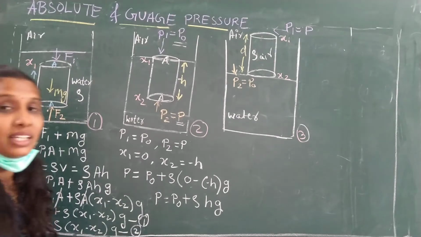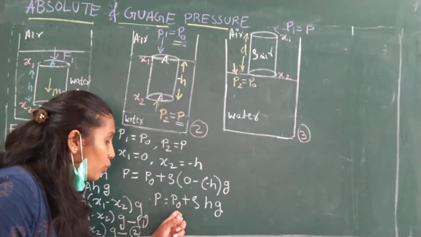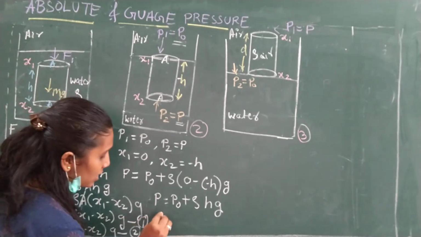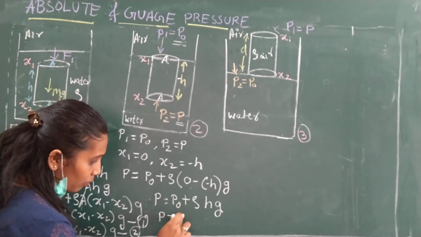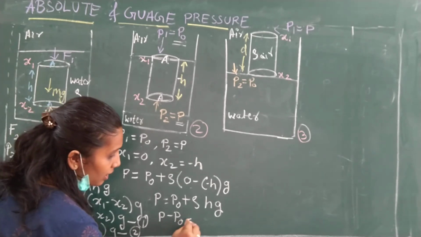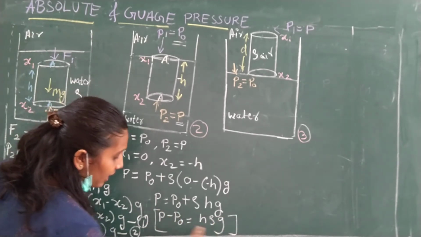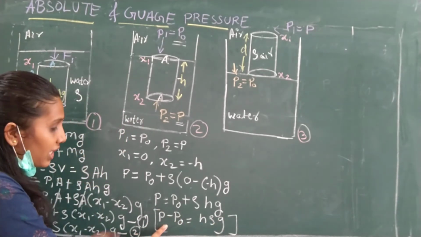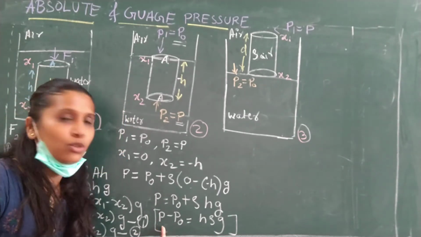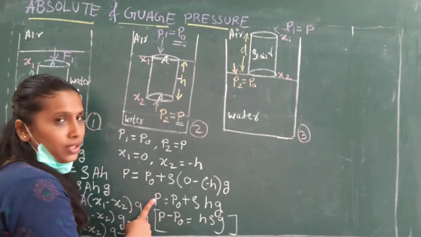If I want to calculate the gauge pressure, I need to take the difference between the absolute pressure and the atmospheric pressure. Means if I write this equation as P and take the atmospheric pressure term to this side, it will become P minus P0 is equal to h rho g. So this tells me about the gauge pressure. Gauge pressure means the difference between the absolute pressure and the atmospheric pressure, and this term tells me that P is the total or absolute pressure.